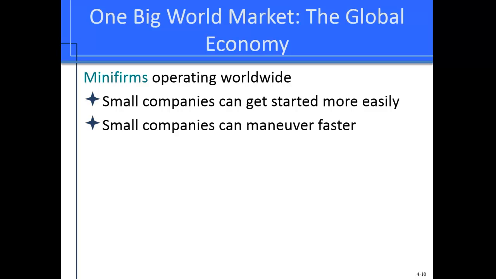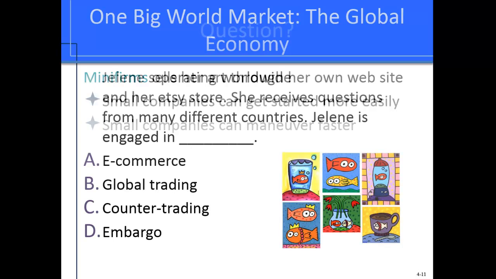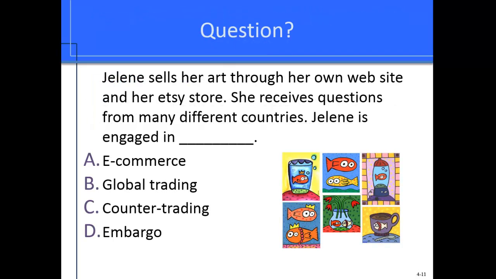Now let's take some of this information from 4.1 and look at a quick question and see how best you can answer that. Jillian sells her art through her own website and her Etsy store. She receives questions from many different countries. Jillian, therefore, is engaged in what? E-commerce, global trading, counter trading, or embargo? Obviously, the answer is e-commerce based on that question. So if you answered A, e-commerce, great job.